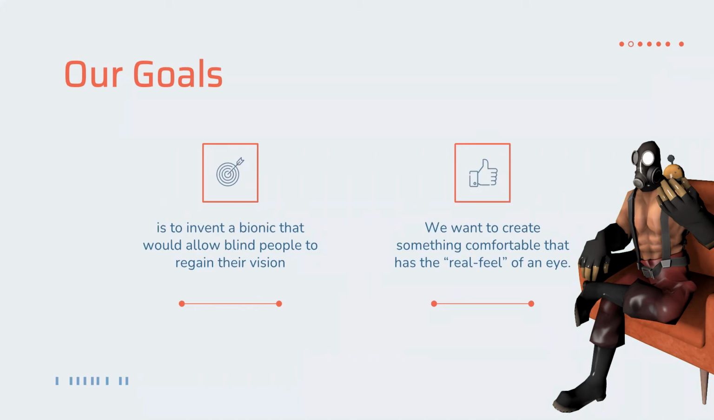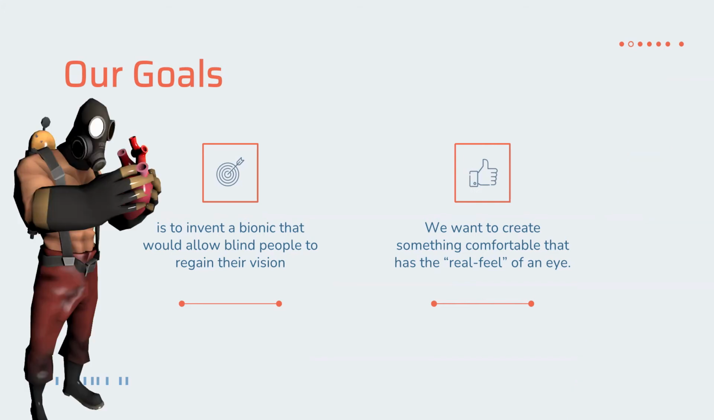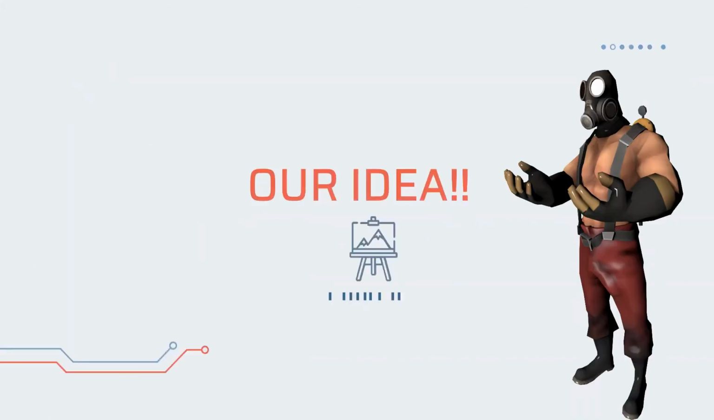And we also want to make that product something that feels healthy, something that feels real as an eye, for example. So our idea is to balance between both a camera and an eye. So our product would have the imperfections of an eye and the perfections of a camera combined together to create a perfect product that would be suitable to be placed in the human's body instead of a damaged eye.